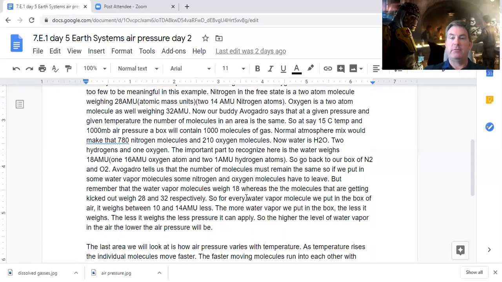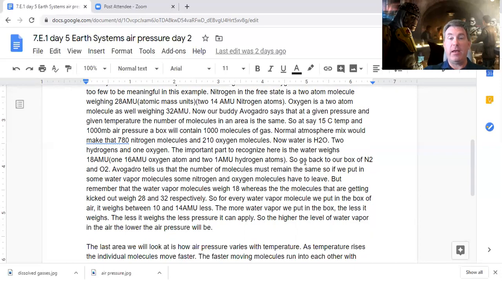the less it weighs. The less it weighs, the less pressure it can apply. So the higher the level of water vapor in the air, the lower the air pressure will be. Remember, the box contains 1,000 molecules only. It can't contain 1,001, it can't contain 1,002. So every time water vapor goes into the box, one of those nitrogen molecules or one of those oxygen molecules gets kicked out. So every time you add water vapor to the atmosphere, the air pressure goes down because the mass is less.